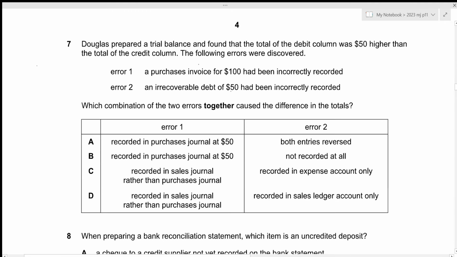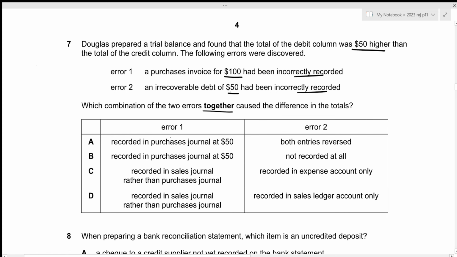Douglas prepared a trial balance and found that the total of the debit column was 50 higher than the total of the credit column. The following errors were discovered. The first one is that a purchase invoice for 100 had been incorrectly recorded. The second one is that an irrecoverable debt of 50 had been incorrectly recorded. We need to figure out which combination of the two errors together caused the difference in the totals.